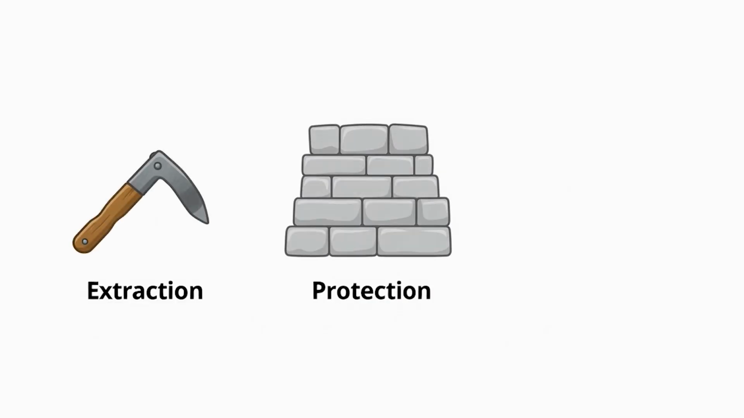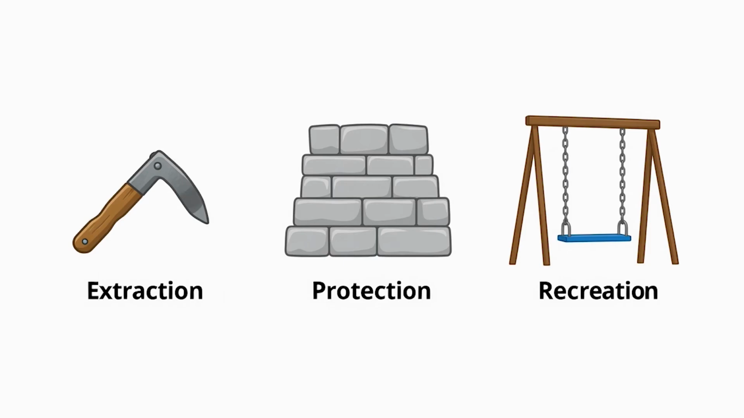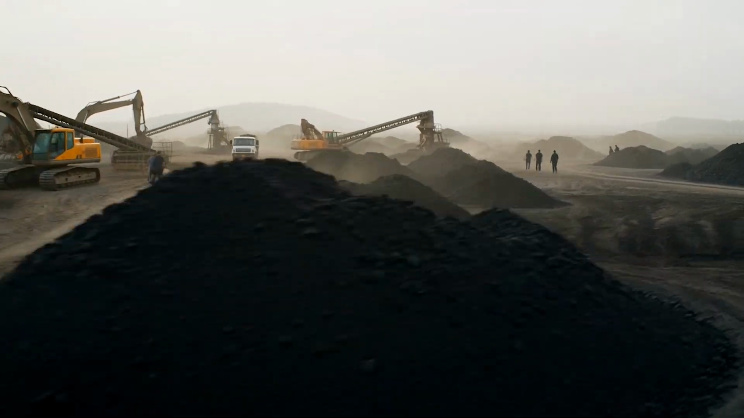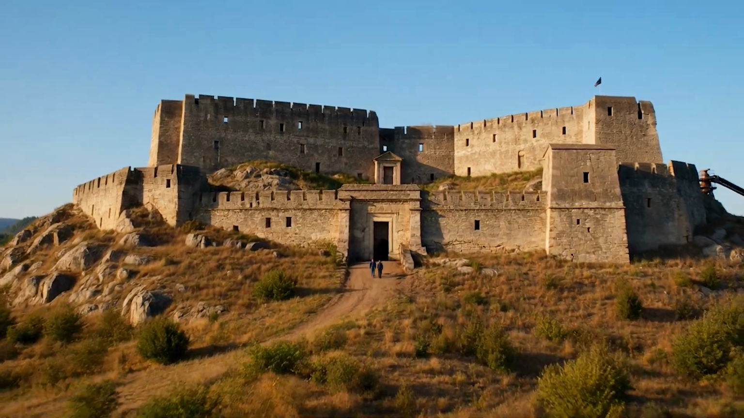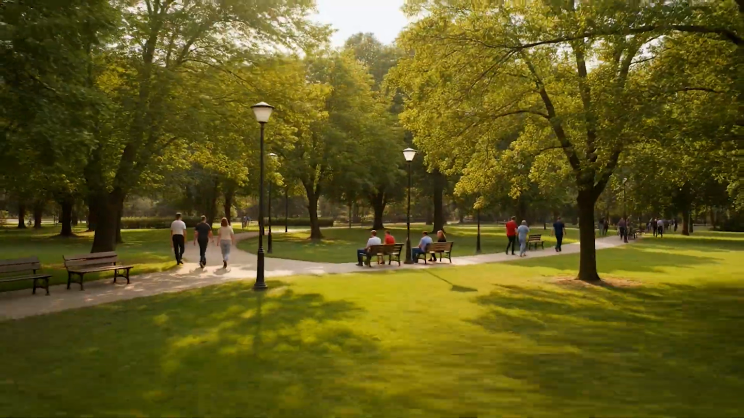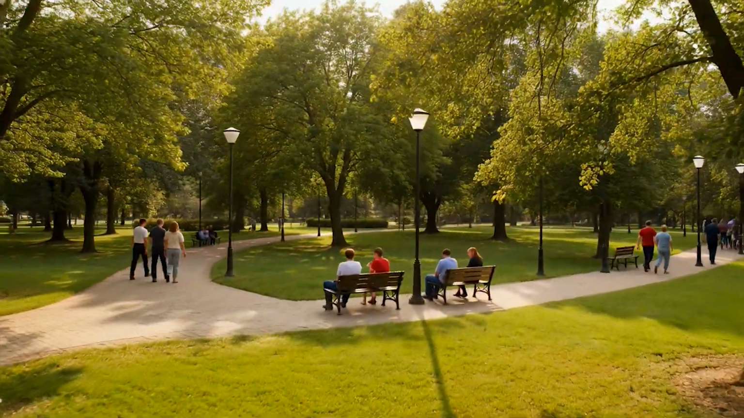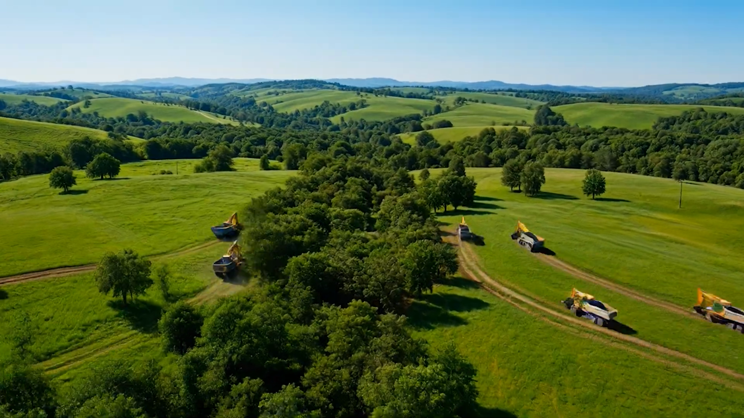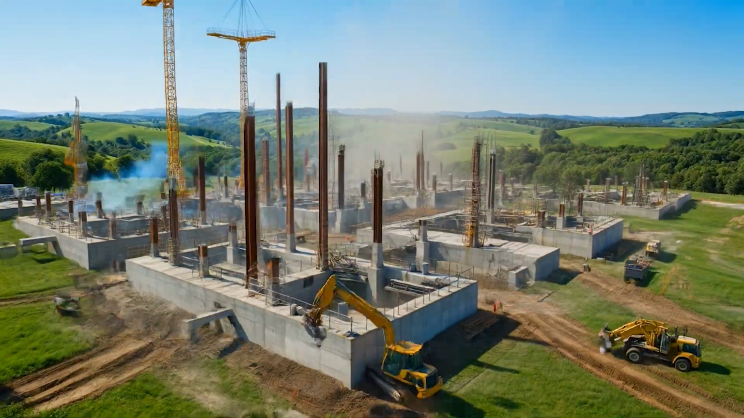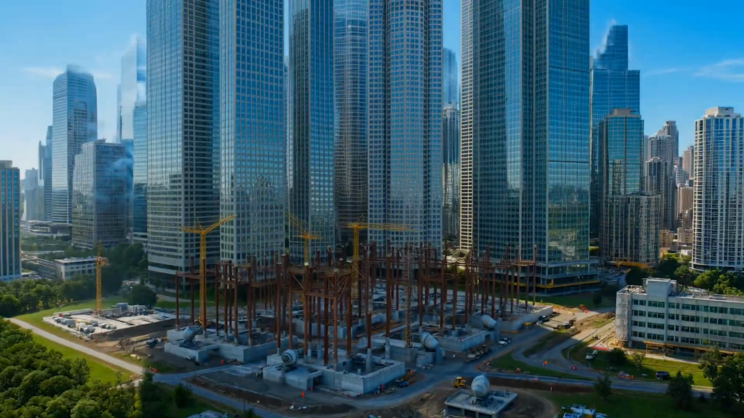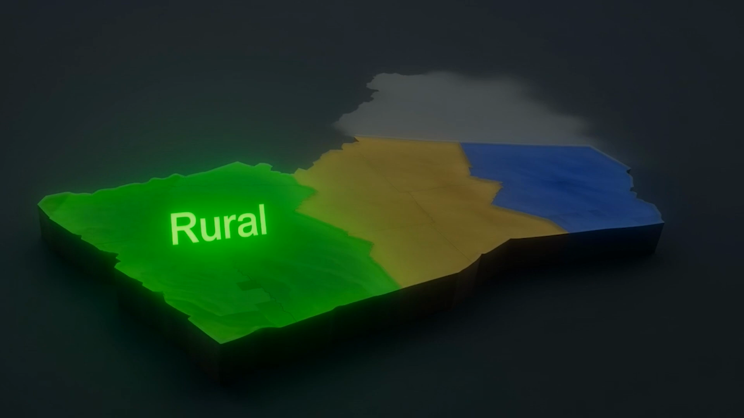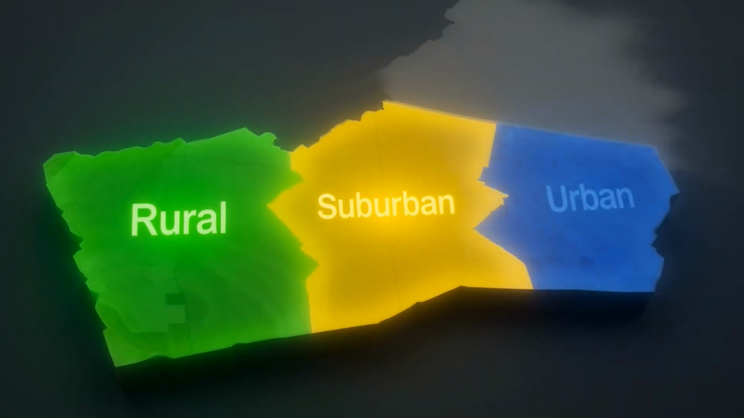We modify the land for three reasons: extraction, protection, and recreation. Extraction is mining and farming. Protection is building walls and cities. Recreation is building parks. As civilizations grew, our modifications became more extreme. We did not just bend nature, we buried it. This leads us to the different categories of modified landscapes that you will design in your career.